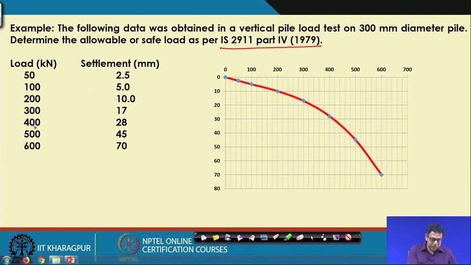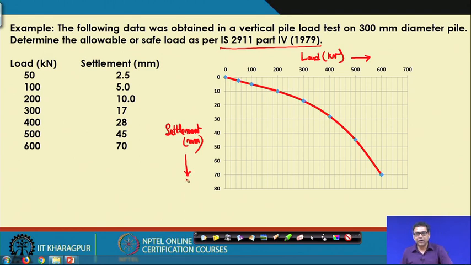This is the load which was applied: 50, 100, 200, 300 up to 600, and this is the measured settlement. I have drawn this curve. This is the load in kilonewton, and this is the settlement in millimeter, in the downward direction. You can see corresponding to 600, the settlement is 70 millimeter.